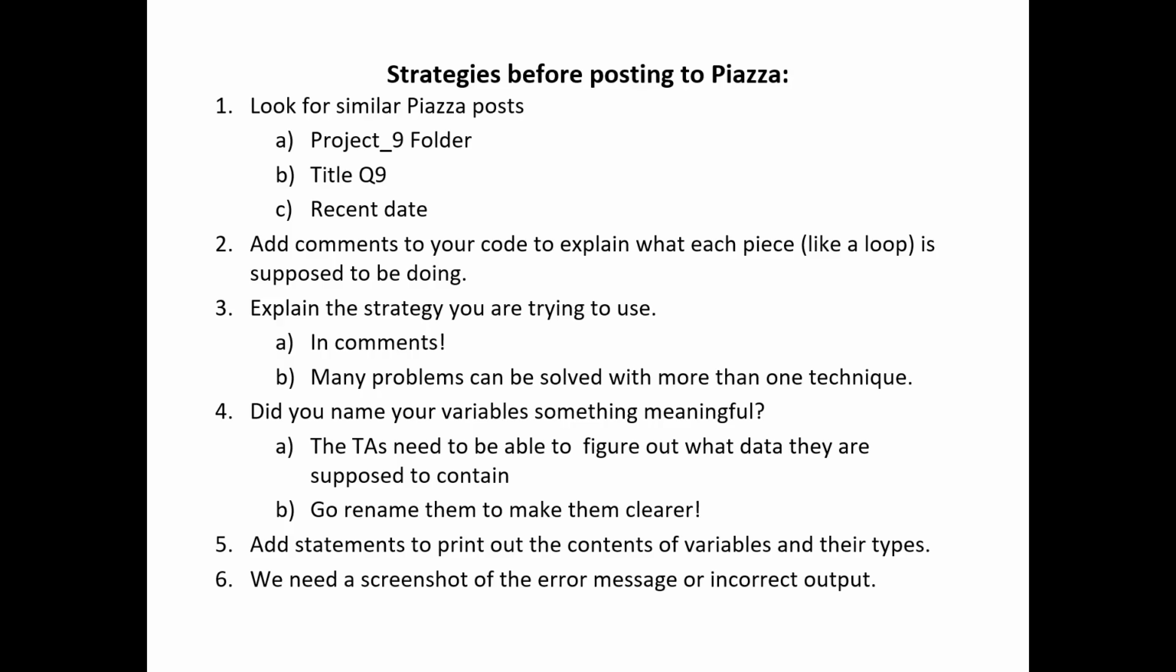And then go ahead and add some print statements to print out the contents of the variables and their types, so that the TAs can see what it is, particularly if it's something you defined much earlier and isn't actually in the screenshot of your code. And then finally, number 6, we need a screenshot of the error message or the incorrect output that it's generating.